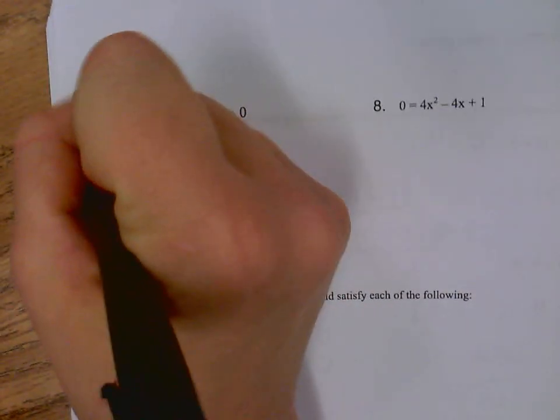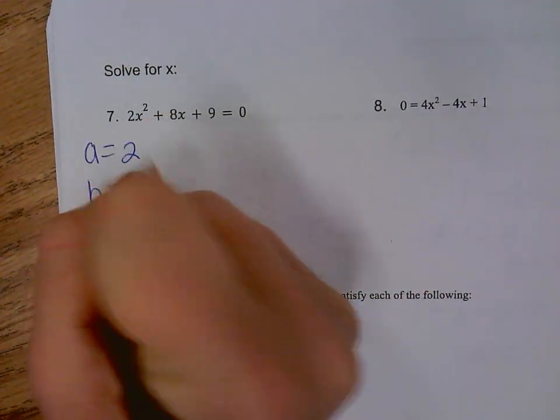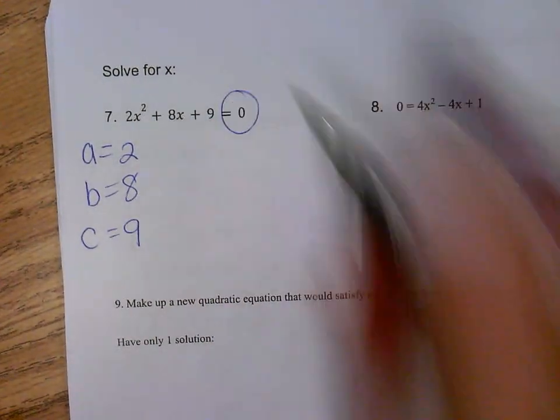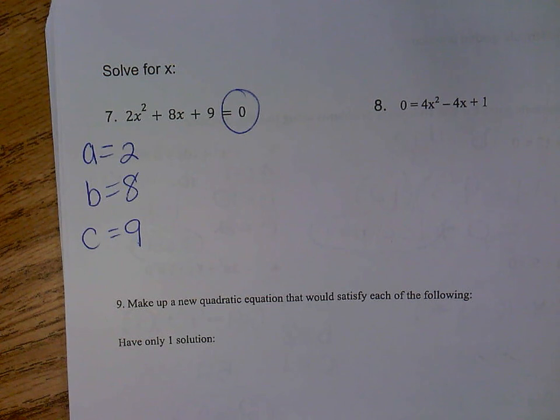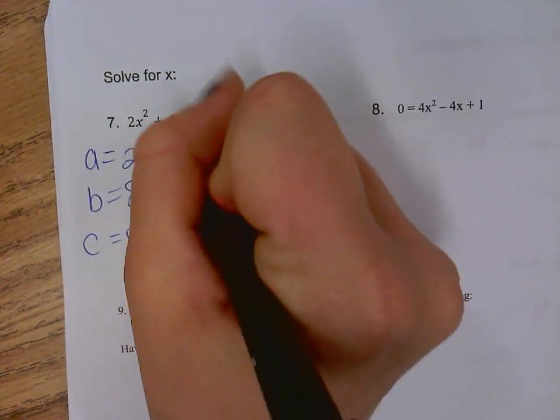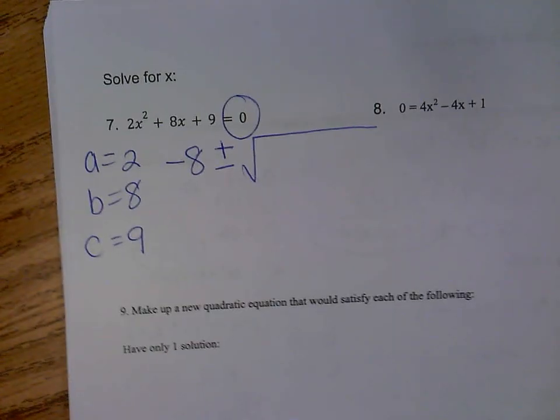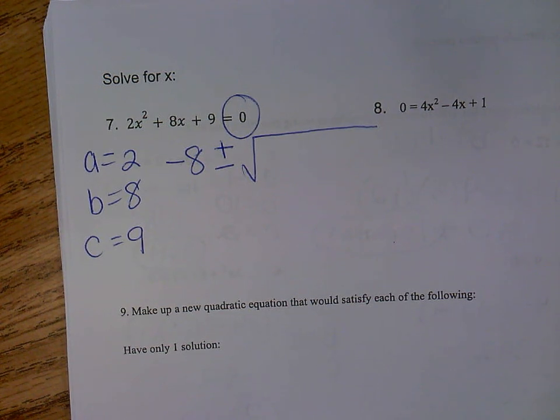So let's see, this is number 7. A is 2, B is 8, and C is 9. And I'm just double checking the problem is equal to 0 before I start the problem, right, to solve. So let's see. The opposite of B becomes negative 8 plus or minus the square root. Now I do the discriminant, B squared minus 4AC.